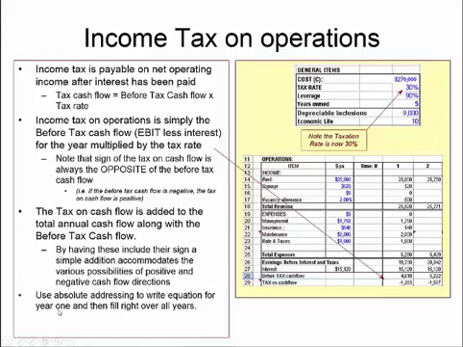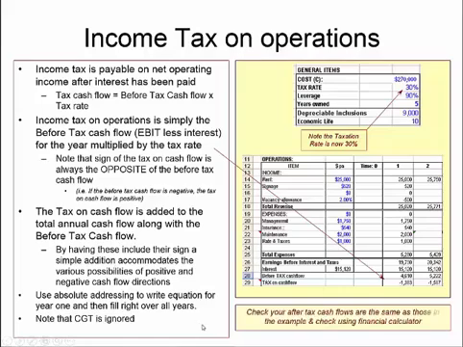I'll be demonstrating the use of absolute addressing so that you can fill your equations across, and by now you should have seen those already. And we're not dealing with CGT.